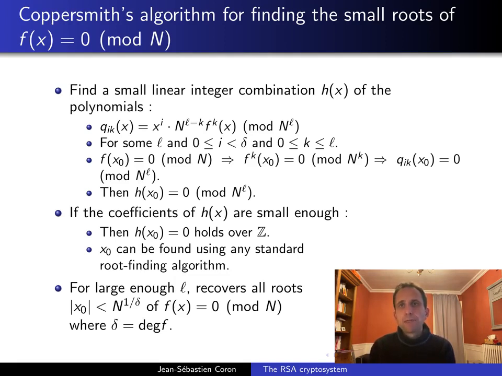And so when we compute the bound concretely, by building the matrix, computing the determinant, and computing the bound, we obtain that for large enough L, we can recover all roots x0 which are less than n to the 1 over delta, for a polynomial f of degree delta.